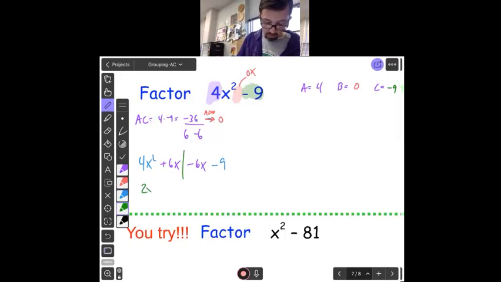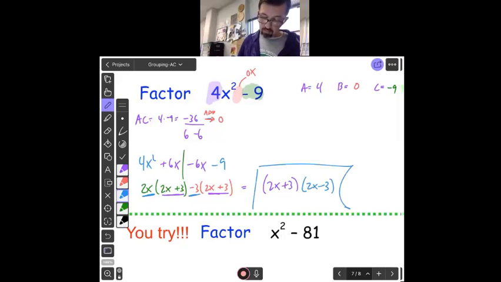Break it. Those both have a 2x in them. 2x times 2x is 4x squared. 2x times positive 3 is 6x. And then these both have a negative 3 in them. Negative 3 times positive 2x and negative 3 times positive 3 would be negative 9. These are the same, so they come out together. And then here are my leftovers, 2x minus 3.